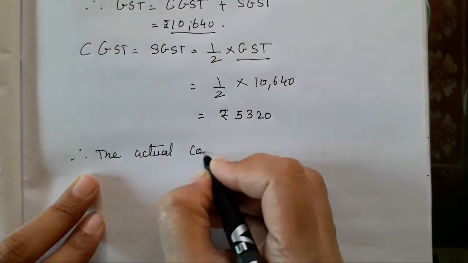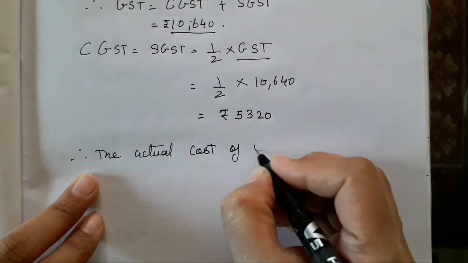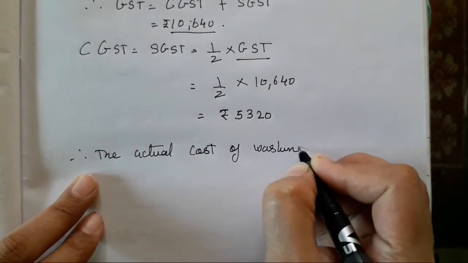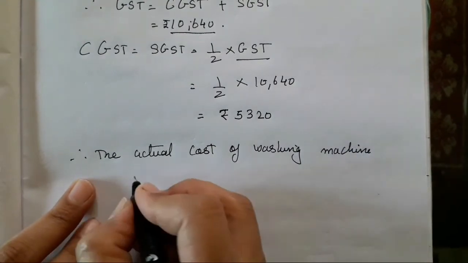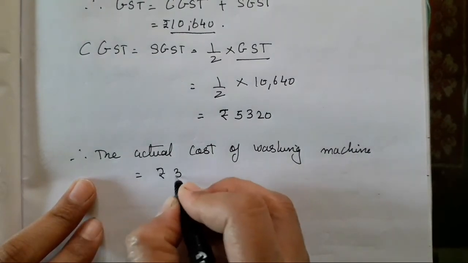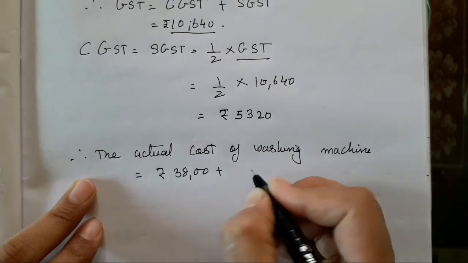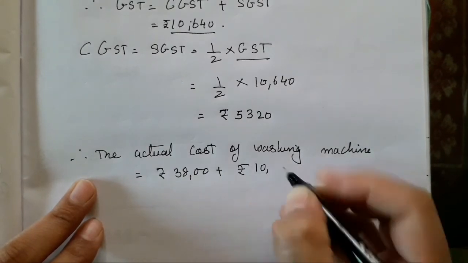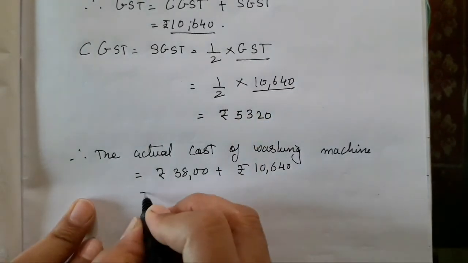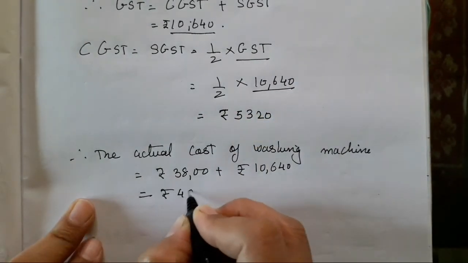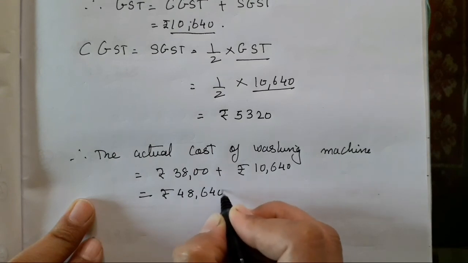Okay, so we have to find the actual price of the washing machine. So the actual cost of washing machine is rupees 38,000 plus rupees 10,640, isn't it? So total is going to be rupees 48,640.